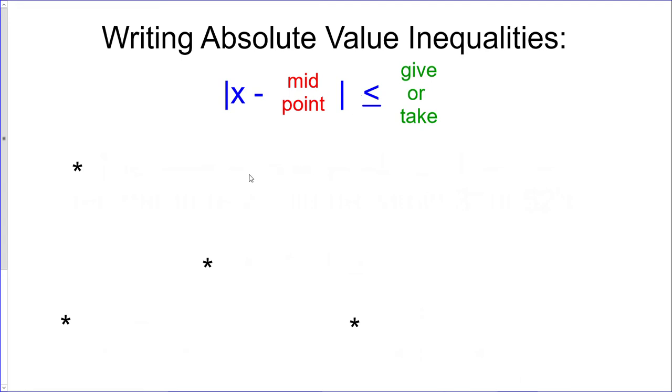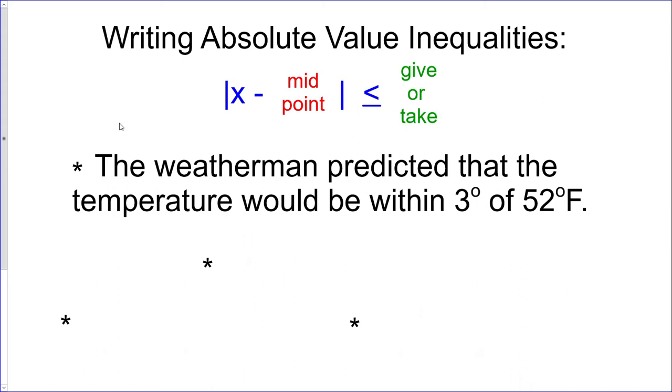Let's look at the example we're going to work through today. It says the weatherman predicted that the temperature would be within 3 degrees of 52 degrees. Well, let's think about this. 52 is the midpoint, and our temperature can be within 3 points higher or lower than that. So when we plug it into our template, we're going to have the absolute value of x minus 52, because our midpoint was 52, is less than or equal to 3, because 3 was our give or take.